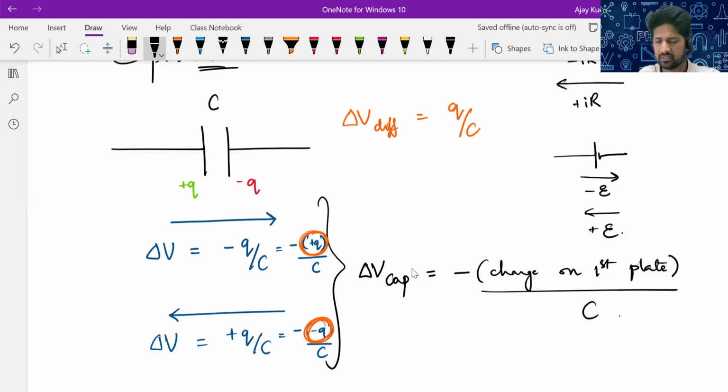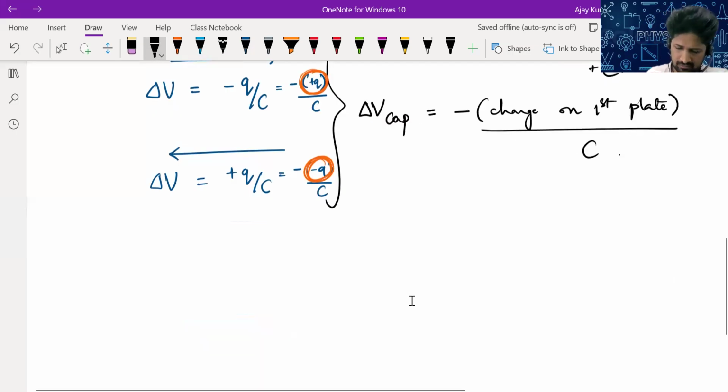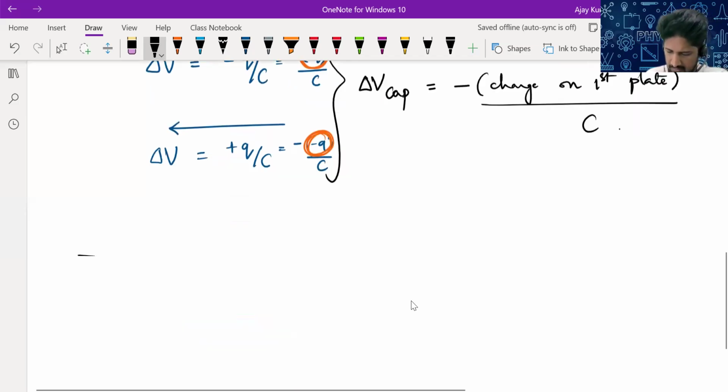Okay, hope this is clear to all of you. You can make a note of this. We will apply this to solve problems involving capacitors in circuits where you have to apply KVL. Okay, let's solve a simple question based on this.